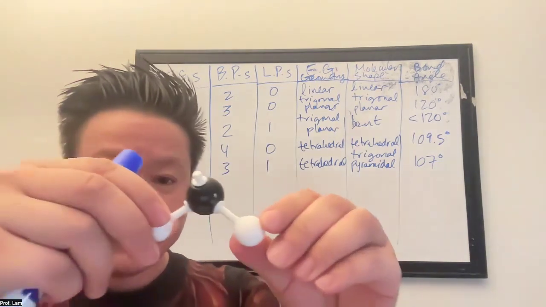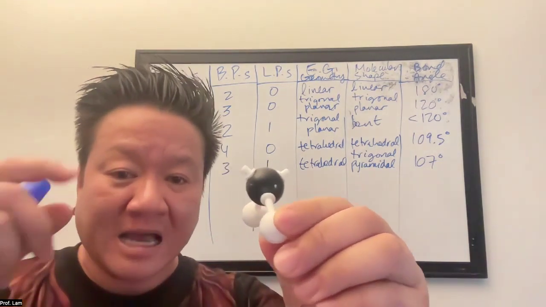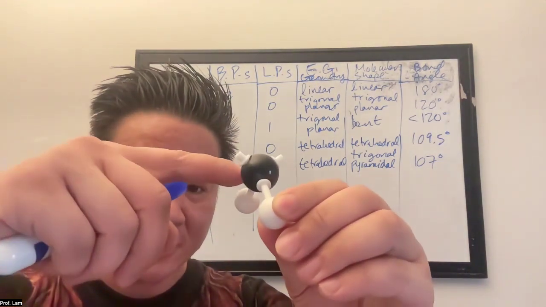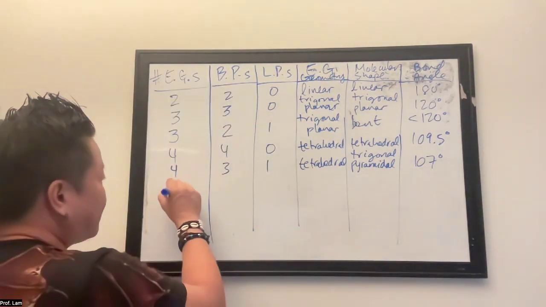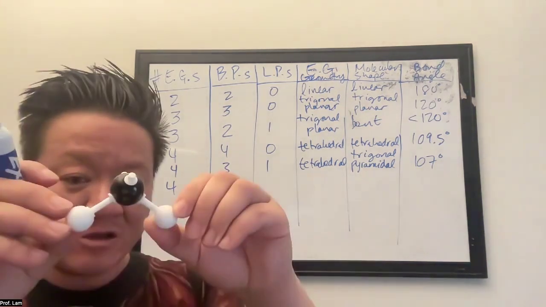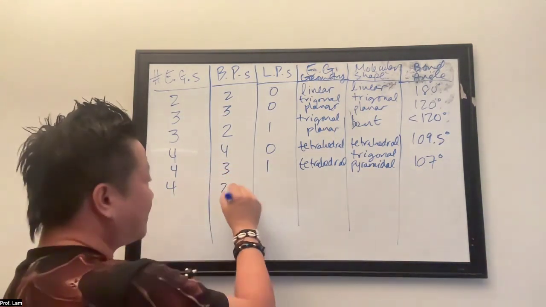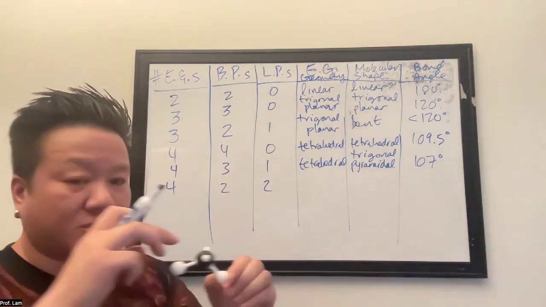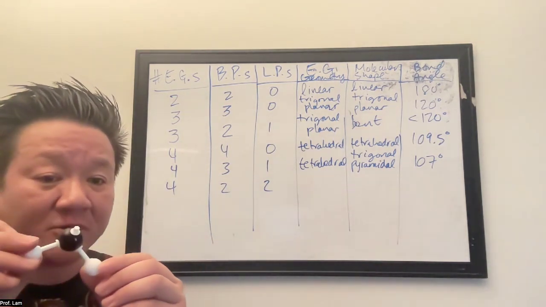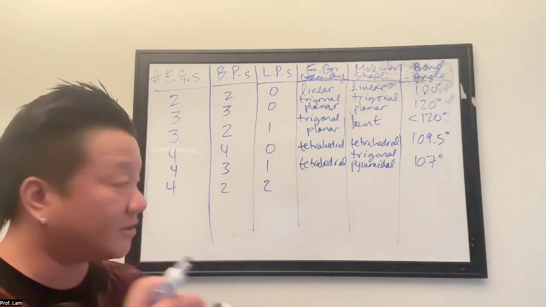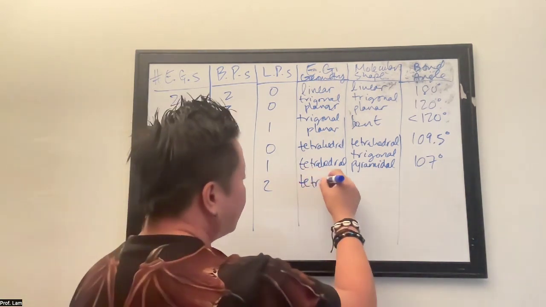Okay. So now it's going to look like that, right? I still have 4 electron groups, right? Because it's still 1, 2, 3, 4. I still have 4 electron groups, but now I only have 2 bonding pairs, and I have 2 lone pairs now. So my electron group geometry is still tetrahedral, as you can see. Still tetrahedral.